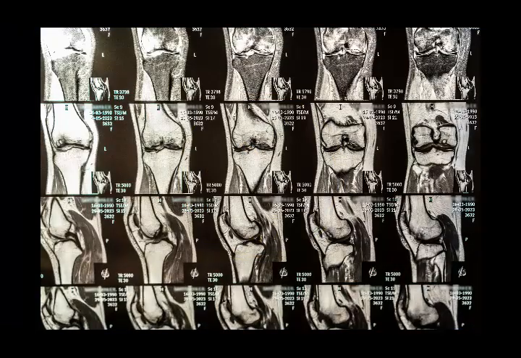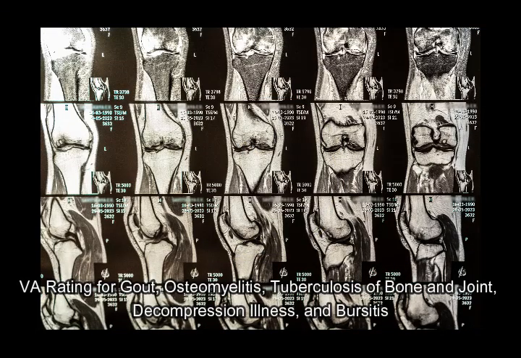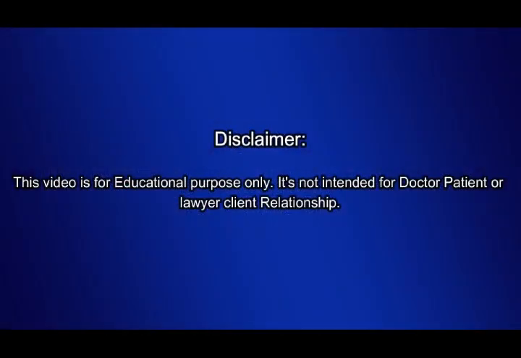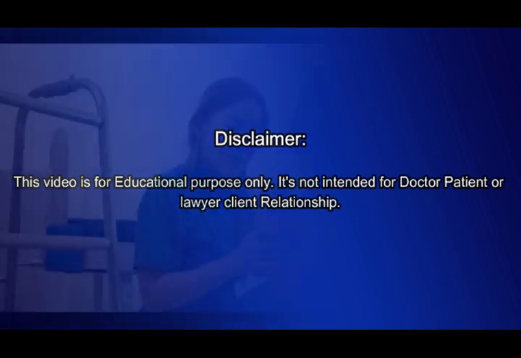In this video by Decplate, we will understand the VA rating for gout, osteomyelitis, tuberculosis of bone and joint, decompression illness, and bursitis. Disclaimer: this video is for educational purpose only. It's not intended for doctor-patient or lawyer-client relationship.